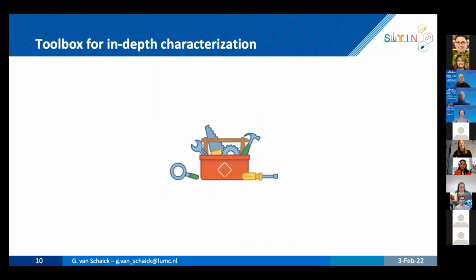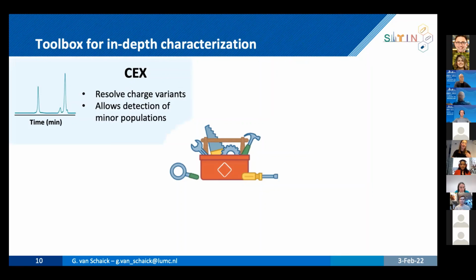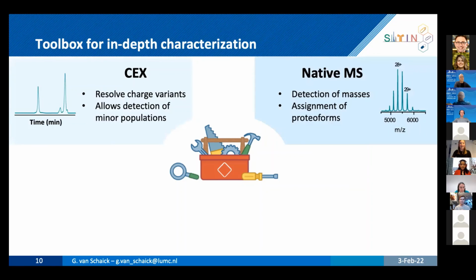So finally, I would like to conclude by showing you this toolbox we made. Actually, I think this is a very elegant way to characterize monoclonal antibodies because a lot of different properties are encountered. So first we use cation exchange to resolve different charge variants, but it also allows us to detect minor populations such as deamidation, which you can separate with cation exchange. Then we use native mass spectrometry for the assignment of the different proteoforms because we can detect their masses.